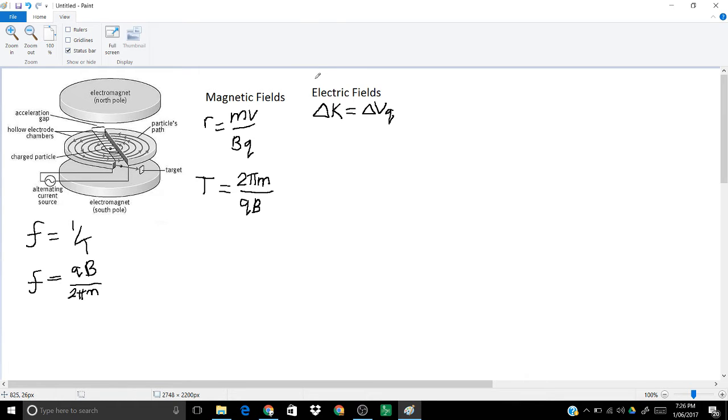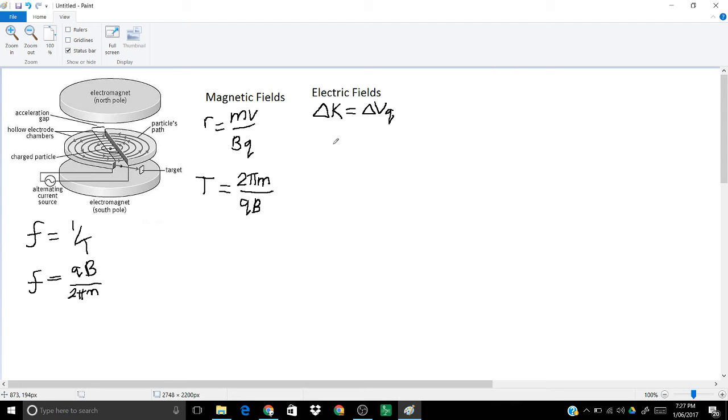And let's go back to our electric field concept. So with electric fields, it will gain delta K. Every pass, it will gain the kinetic energy of the potential difference times the charge. So if it completes a full circle, it will gain 2 of these, 2VQ. All right. Now, we would like to know what would be the final kinetic energy of this?